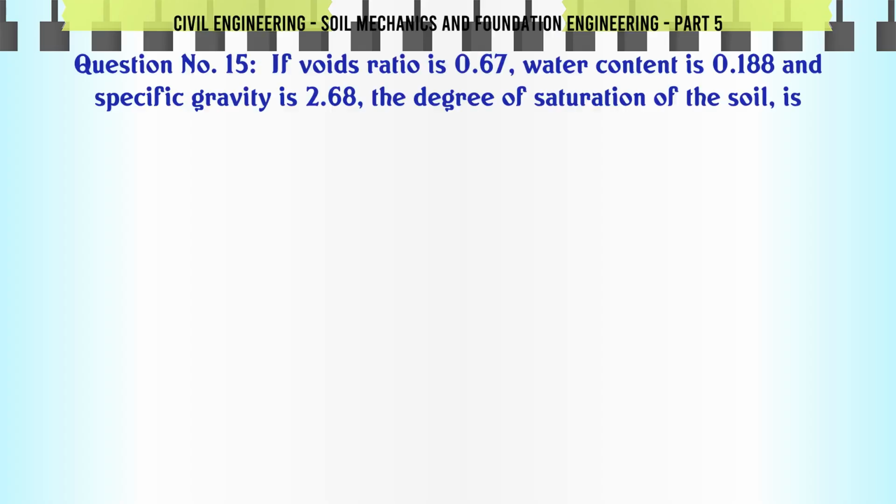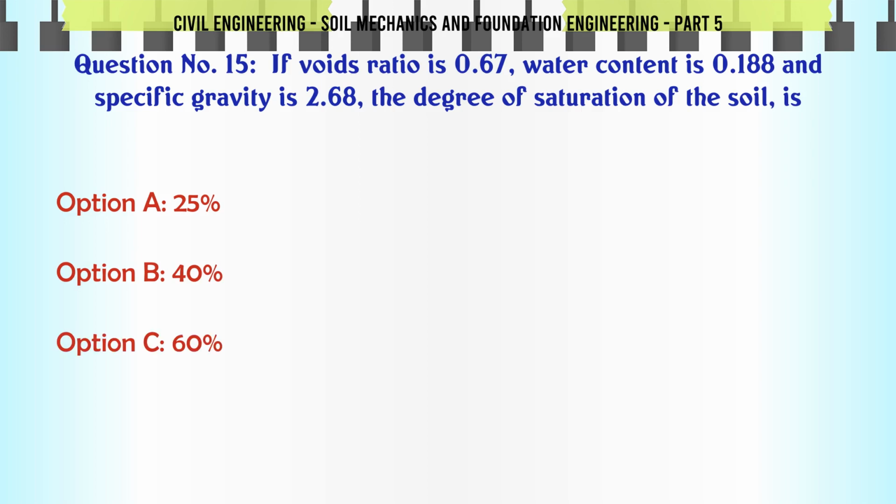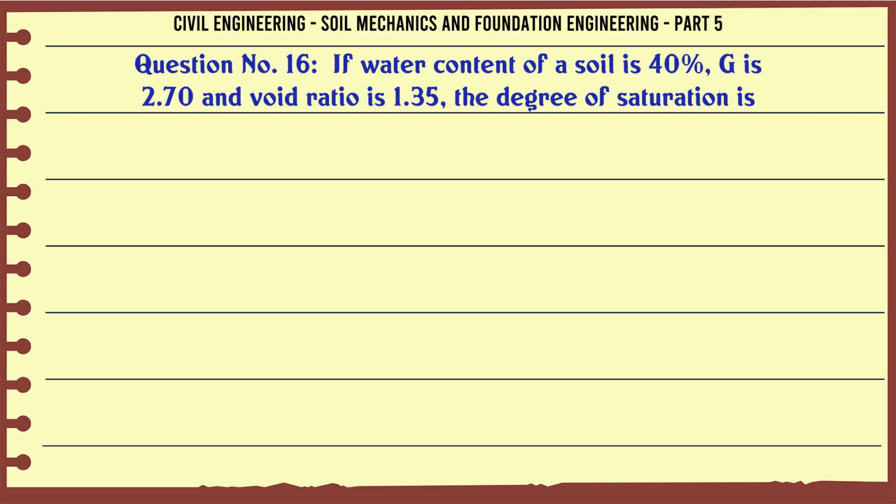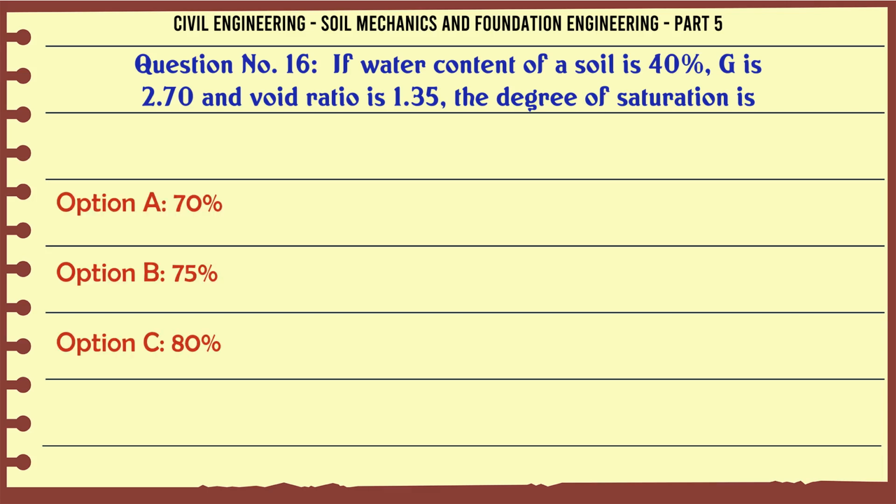If the voids ratio is 0.67, water content is 0.188 and specific gravity is 2.68, the degree of saturation of the soil is: A. 25. B. 40. C. 60. D. 75. The correct answer is 75.